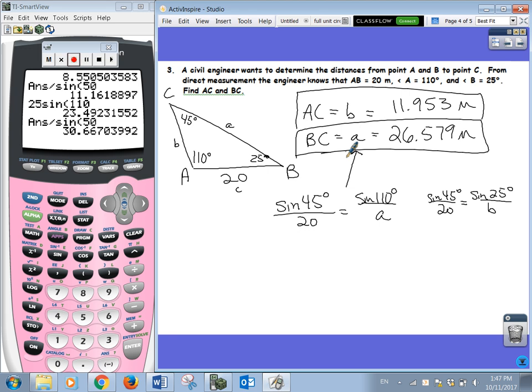So again, does that make sense that A is the biggest? Yes, because angle A is the biggest. Does it make sense that B is the smallest? Yes, because angle B is the smallest angle.